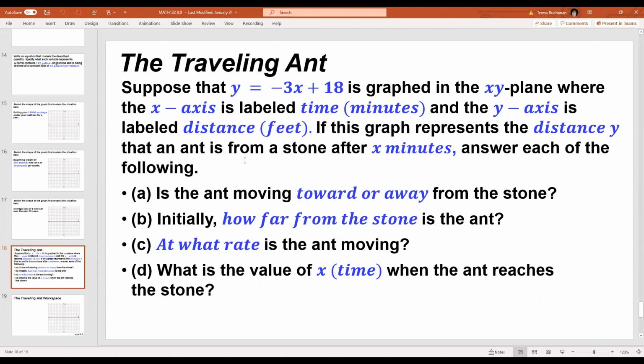Is the ant moving toward or away from the stone? If you were to graph this first, it might be a help to you. You've got some space to do that on the next page. But I would ask you to just consider what that negative slope is telling us in terms of distance from the stone.